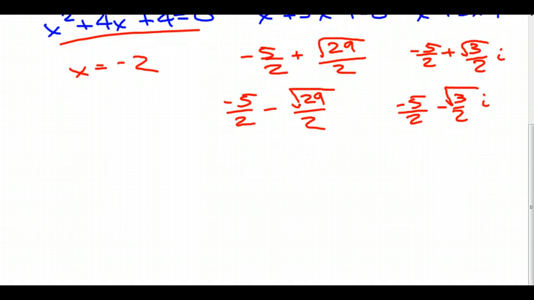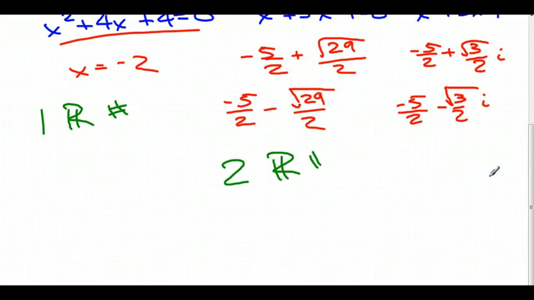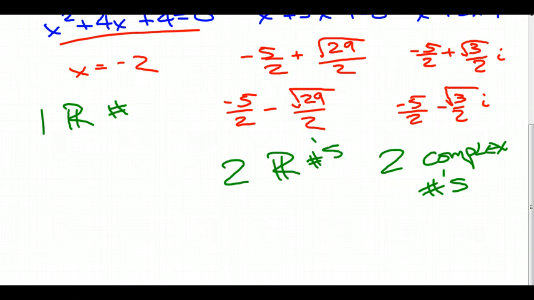Okay. Notice what we get here when we get an answer. We have one real number. We have two real numbers. We have two complex numbers. Those are your options dealing with the answers to any of these algebraic problems. You're going to get one real number, two different real numbers, or two complex numbers.